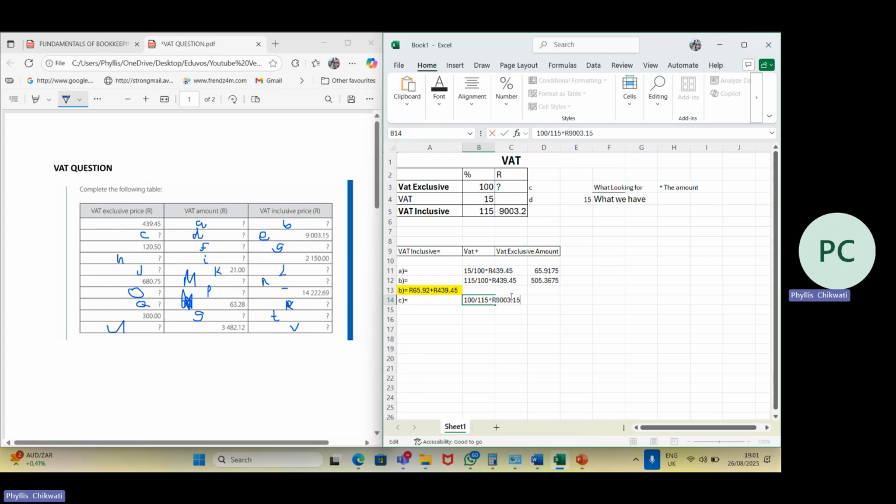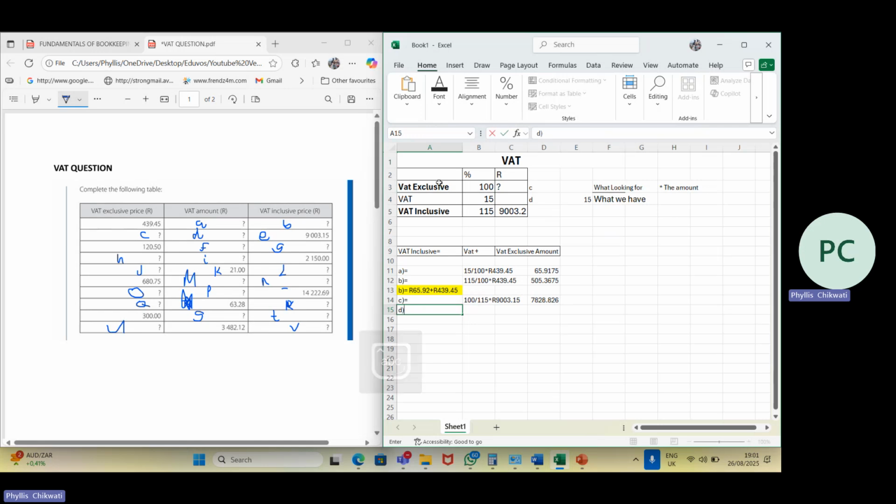9003.15. So how much is it going to be? That's a quick one. For the formula, 100 divided by 115 times 9003.15. So it should give me my VAT exclusive amount is 7,828.83. Then now it's easier for me to get D, right?